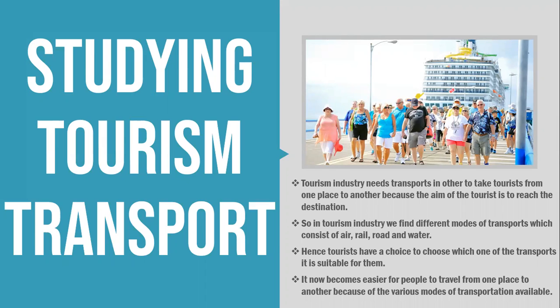Okay. So there are so many modes of transportation. For example, air, rail, road, water. There are only four. Air, rail, road, water. Only four modes of transportation. Okay, so four is a lot. Okay, more than one is a lot. So tourists can choose which transportation is the best for them.